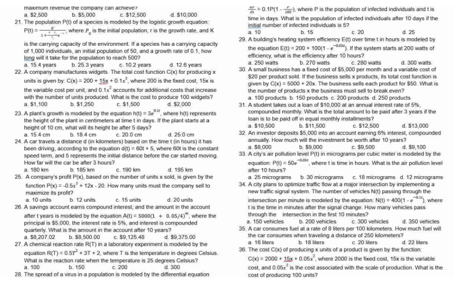Letter A. 34. A city plans to optimize the traffic flow from a major intersection by implementing a new traffic signal system. The number of vehicles n of t passing through the intersection per minute is modeled by the equation n of t equals 400 times the quantity 1 minus e raised to the negative 0.1t, where t is the time in minutes after a signal change. How many vehicles pass through the intersection in 10 minutes? So in 10 minutes, it will be 200 vehicles. Letter B.